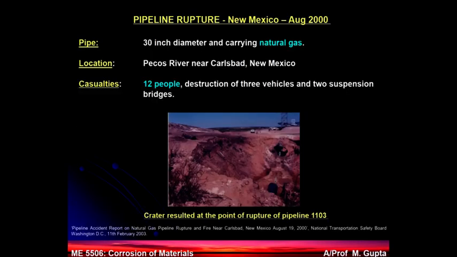Now here is an outcome of what happens when these microbiological organisms, especially the sulfate-reducing bacteria, there are other families also, are not checked or controlled in the pipes. This is a pipeline rupture in New Mexico, August 2000, not very far behind in history. It was a 30-inch diameter pipe carrying natural gas, and it blew up. 12 people died, 3 vehicles were damaged, including 2 suspension bridges. And you can see the big crater formed where the explosion took place.